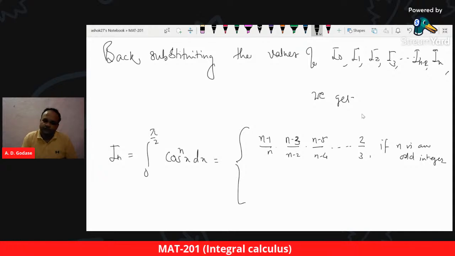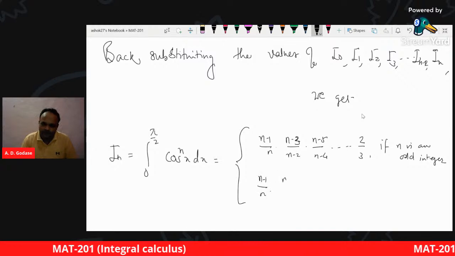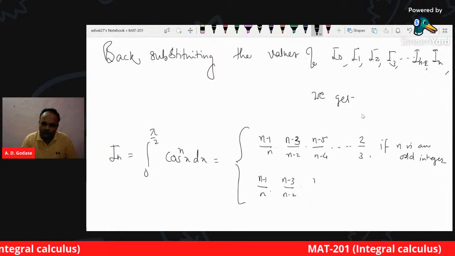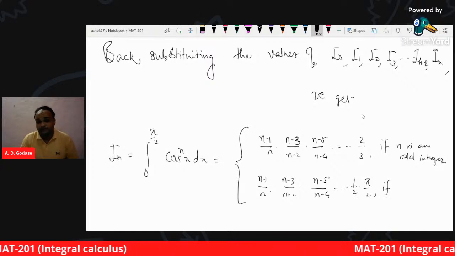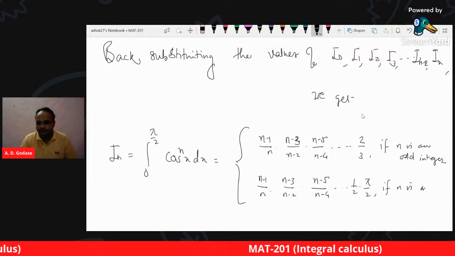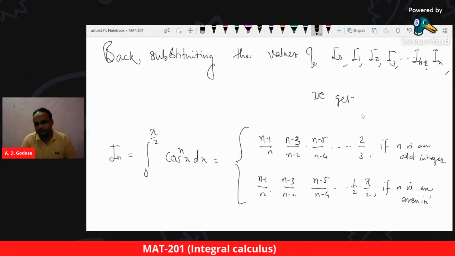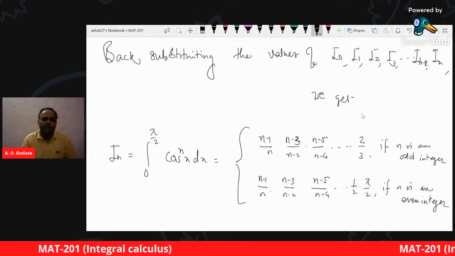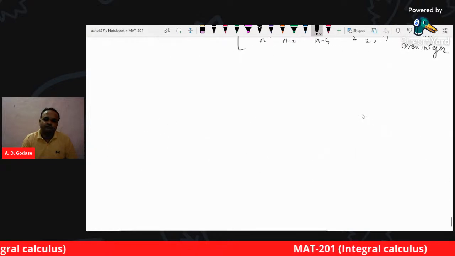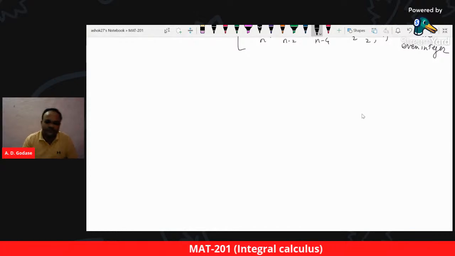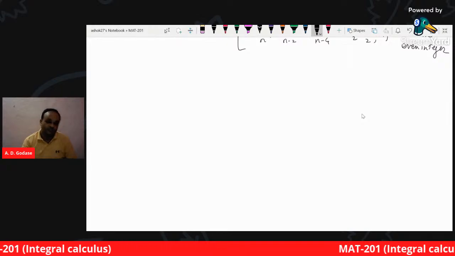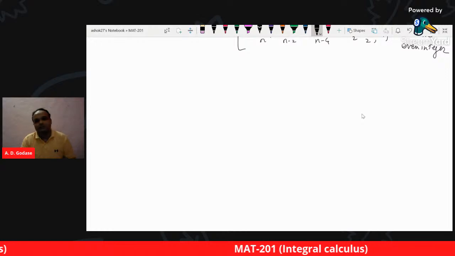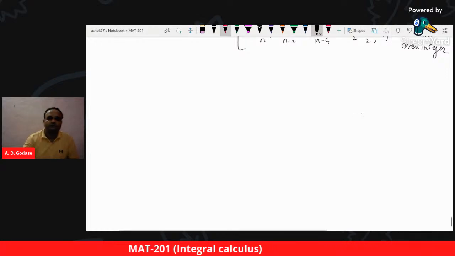And you'll get n minus 1 divided by n into n minus 3 divided by n minus 2 into n minus 5 divided by n minus 4 and so on up to half into pi by 2. So that is for an even integer. So this is the required formula for the integration of cos raised to n x dx from 0 to pi by 2. This is the definite integral, and its value is given by this formula. We'll see some examples on this formula.